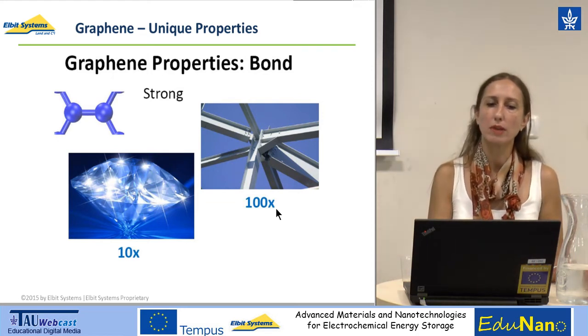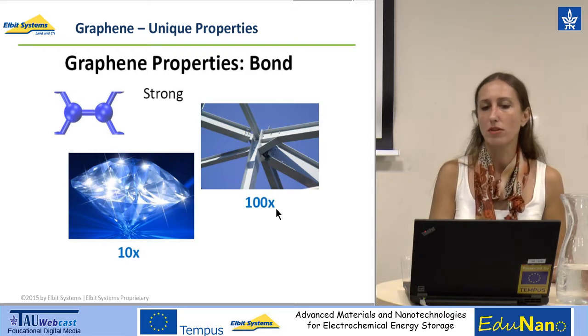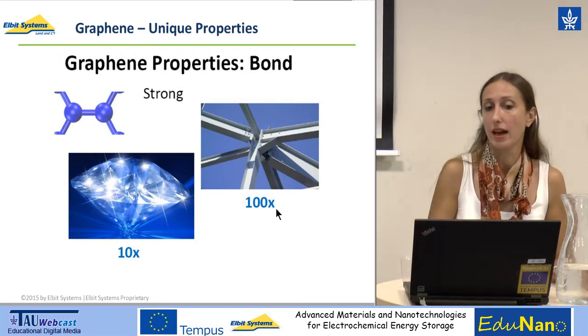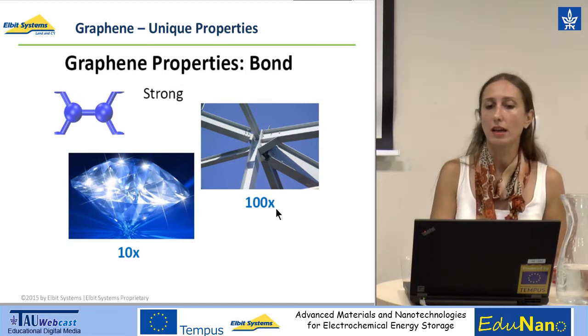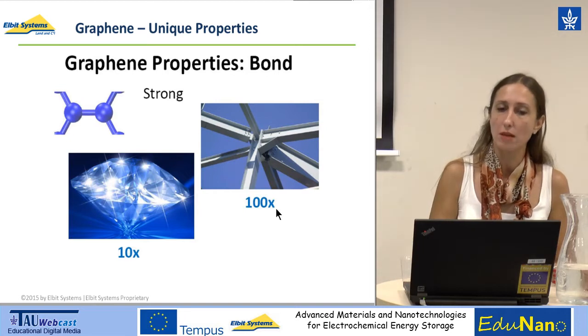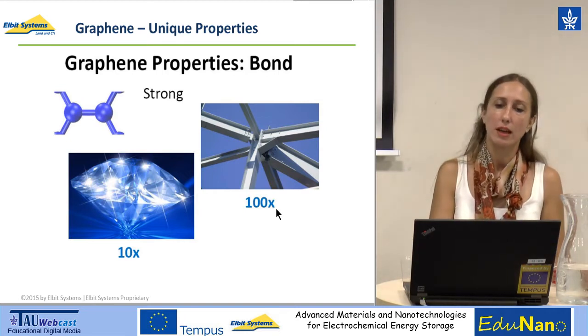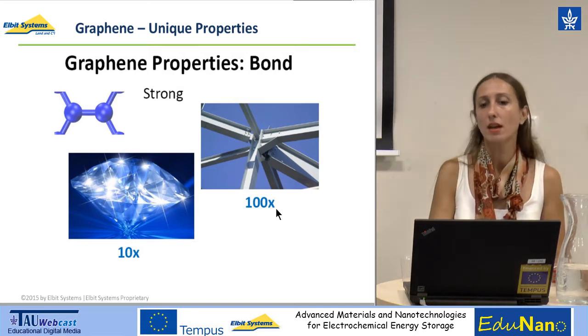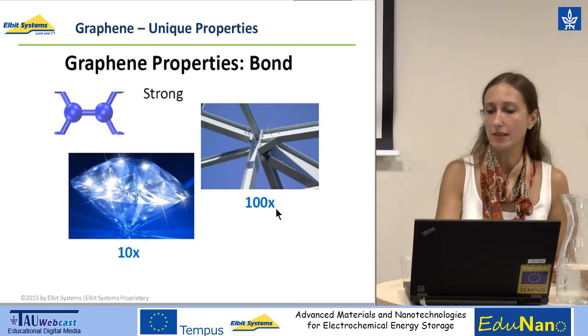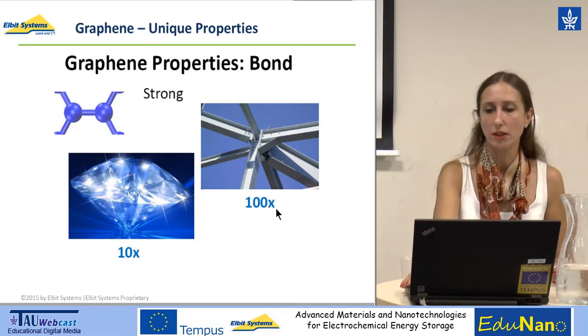It is a very strong material. We are talking about strength being 10 times more than the other allotropic form of carbon, diamond, and also the tensile strength of one monolayer of graphene is 100 times higher than that of stainless steel, which serves today as the main structural material.